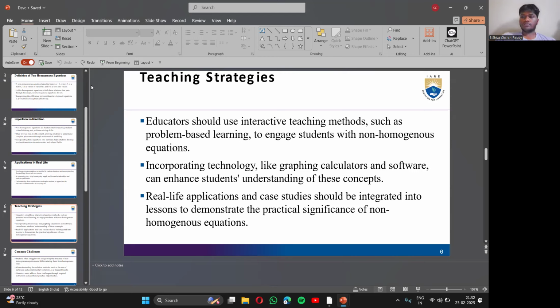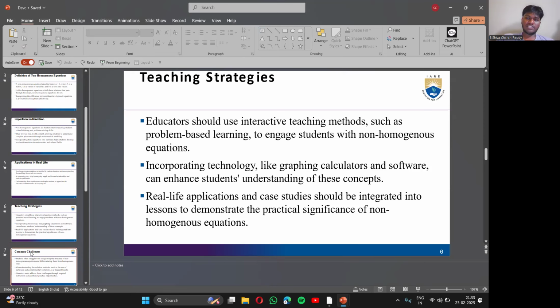And yep, teachers or lecturers should use interactive teaching methods such as problem-based learning, making students solve problems to make them understand non-homogeneous equations properly. Incorporating technology, such as visual examples, graphing calculators, or other devices or software to demonstrate the usage of these concepts, can enhance the students' understanding of the concept itself. Real life applications and case studies should be demonstrated and explained in depth in order for the students to properly understand the significance of these non-homogeneous equations.